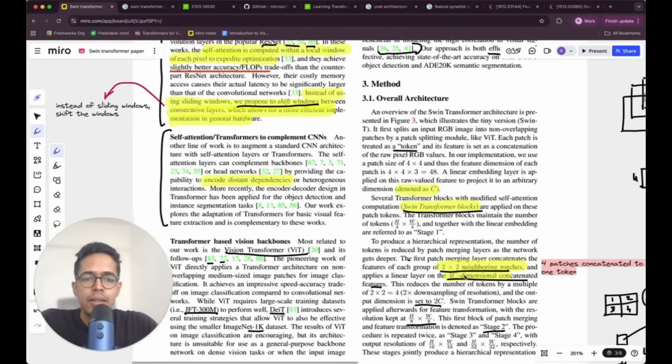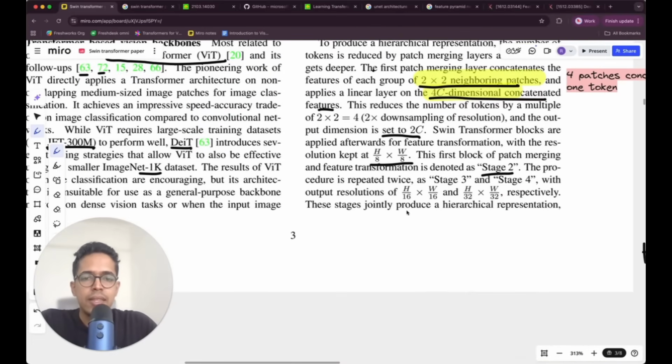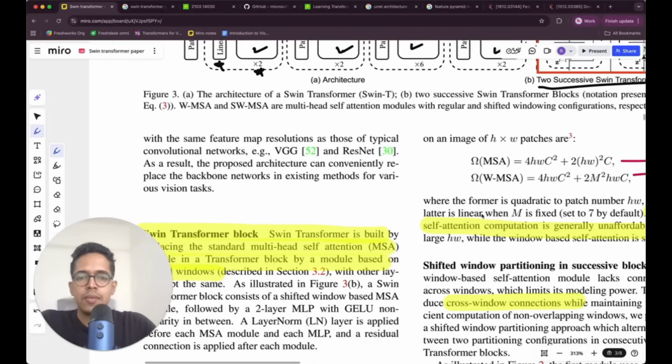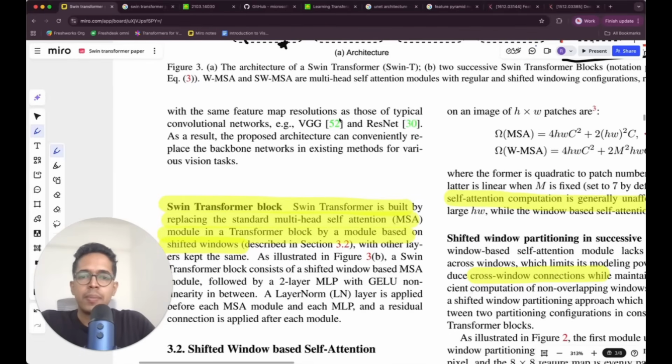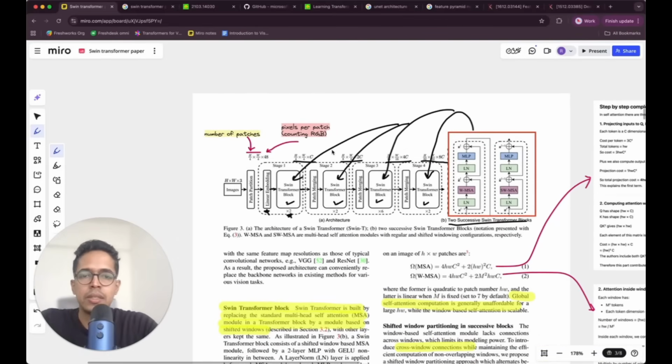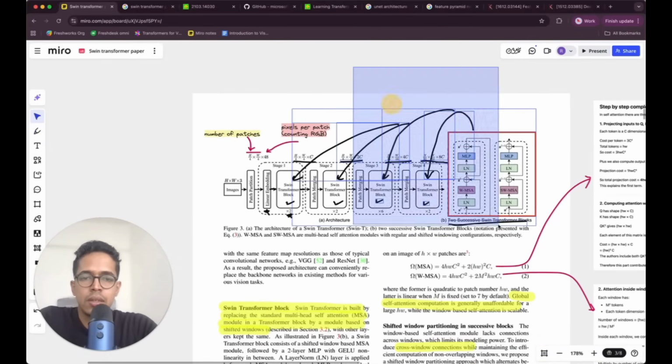Okay, and respectively, these stages jointly produce a hierarchical representation, with the same feature map resolutions as those of typical CNNs like VGG or ResNet. As a result, the proposed architecture can conveniently replace backbone networks in existing methods for various vision tasks. Let me just erase some of these annotations so that we can maintain this a bit clean.